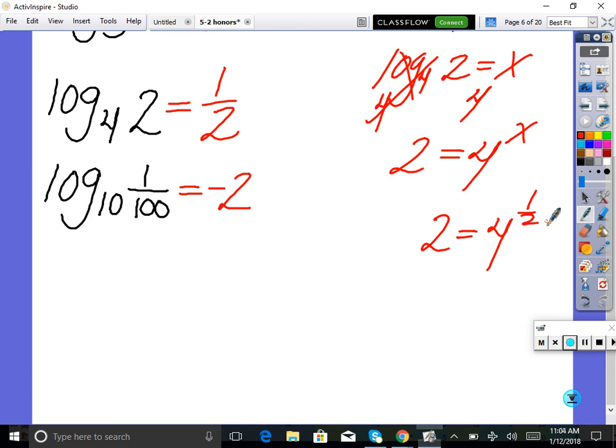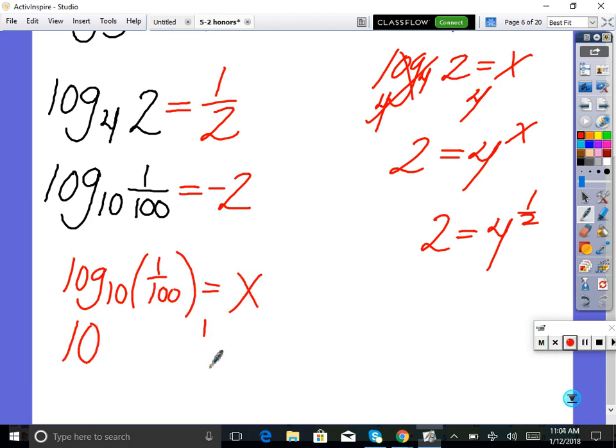All right, are you sure that no one wants me to go over the second one? We can. Okay, so we would say log to the base 10 of 1 over 100 equals x. We'd base 10 both sides to rewrite it as an exponential. So our true statement is 1 over 100 equals 10 to the what power? So write them as the same base.